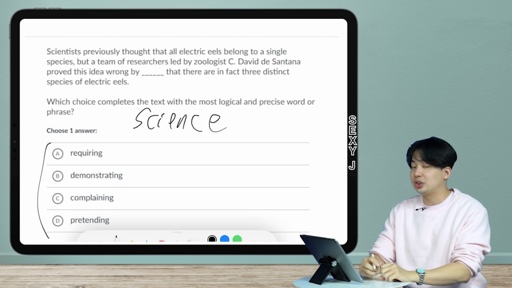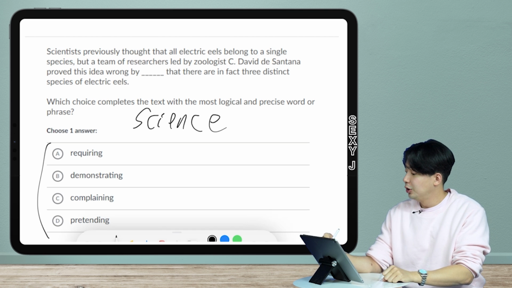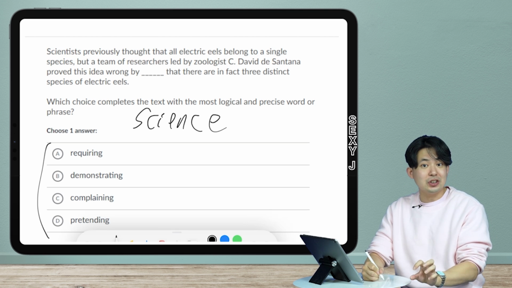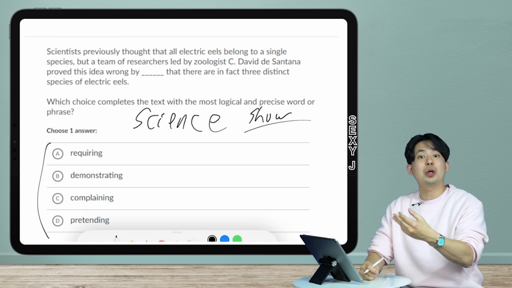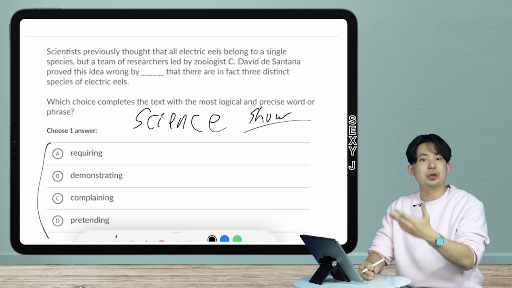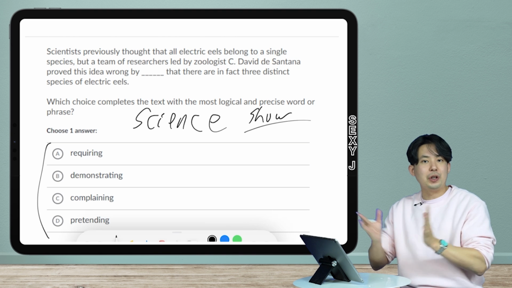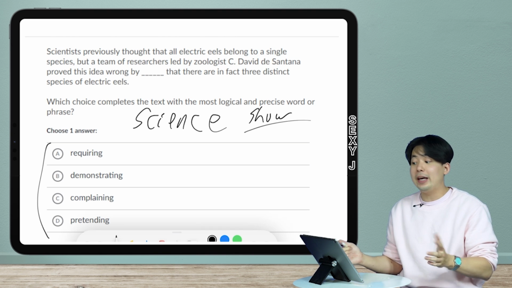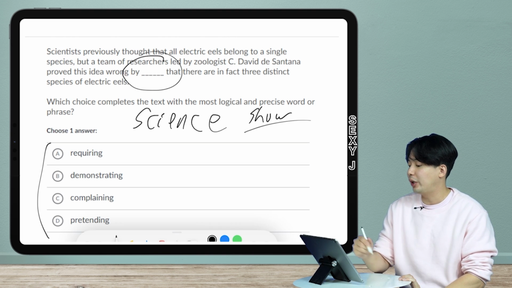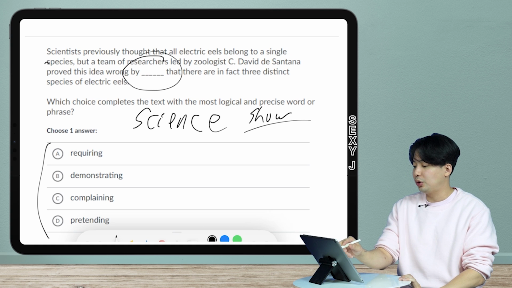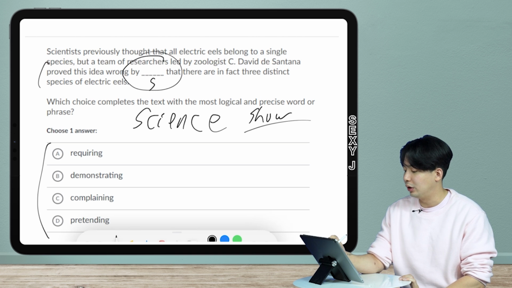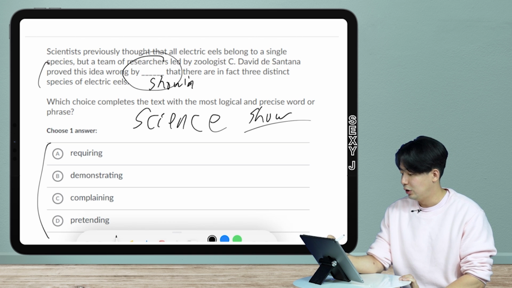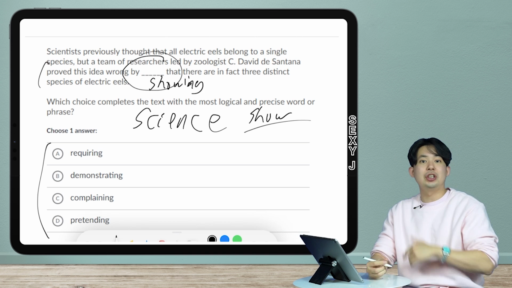So the pattern here today is the science. I'm going to cover two things with the science, okay? So science number one is, if I have a scientist, what do they do, okay? Scientists, they show stuff, okay? They discover stuff and they show us stuff using evidence, using experimental data, using empirical results, using figures, charts, graphs. I don't really care what that is. Why? Because the word that they ask for, which is right here, they show us the stuff. So C. David de Santana proved this idea wrong by showing. Okay? That's what I need. I just need some synonym of showing.